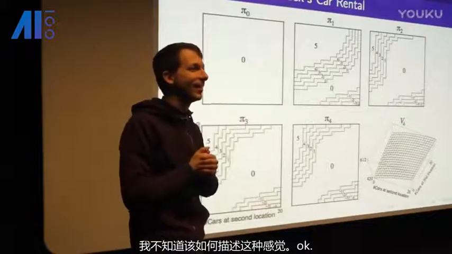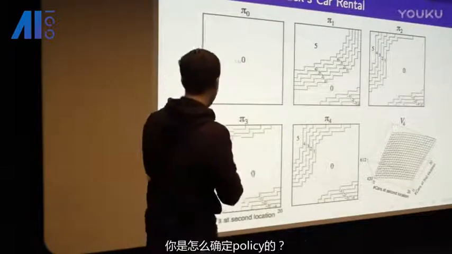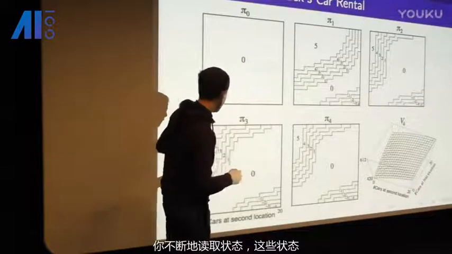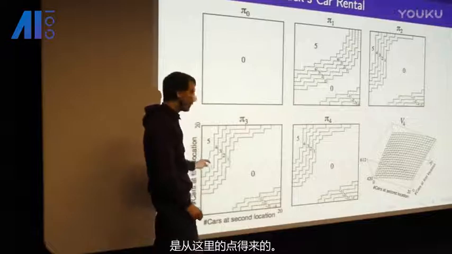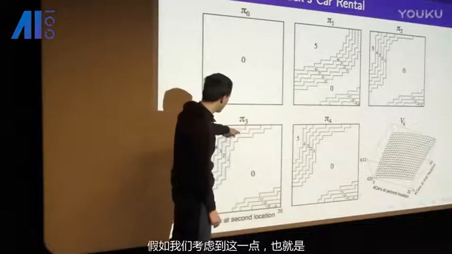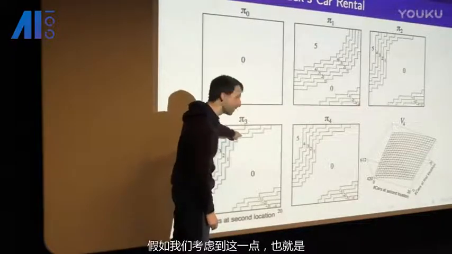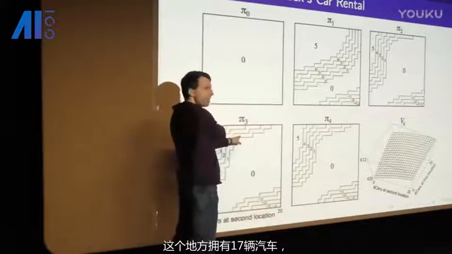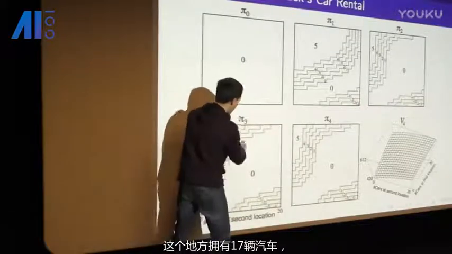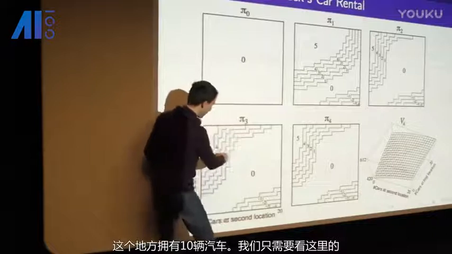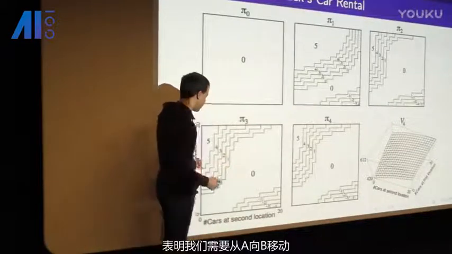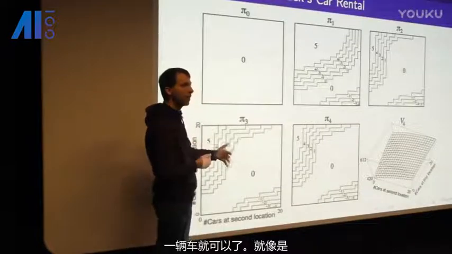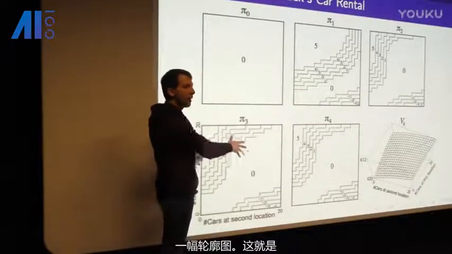How can I read the policy off that grid? Okay, how can you read the policy off the grid? You read off the state. So the state is given by any point here. So if we consider a point here where we've got 17 cars at this location and 10 cars at this location, we're just looking at this number here, and it's 1. So that's telling us that we should move 1 car from location A to location B. So it's like a contour map.